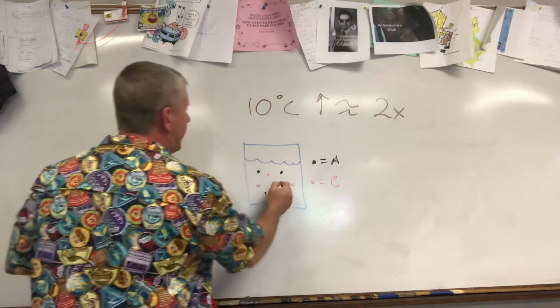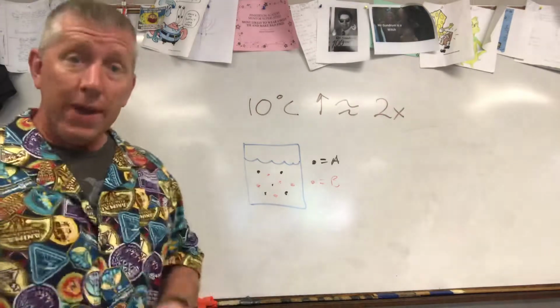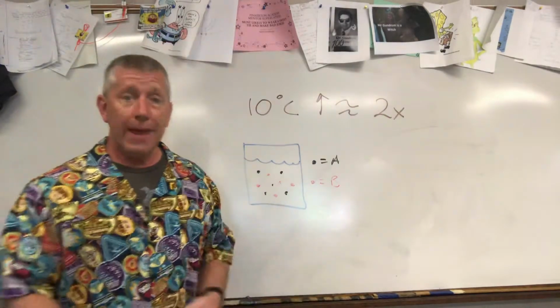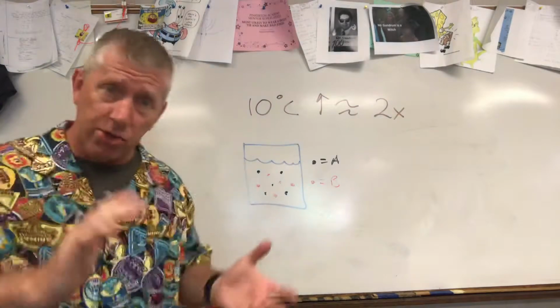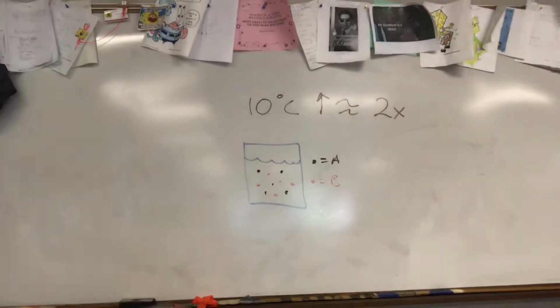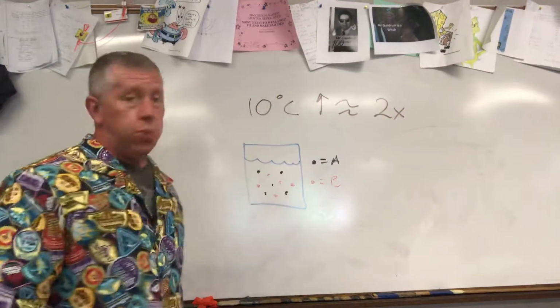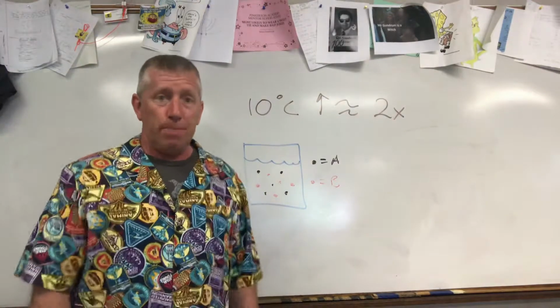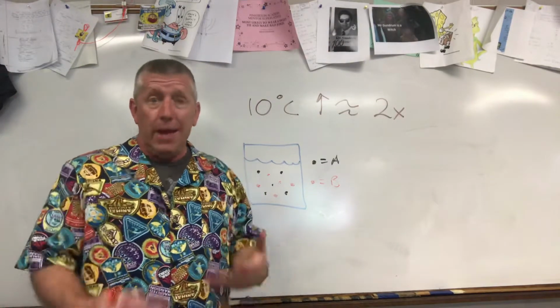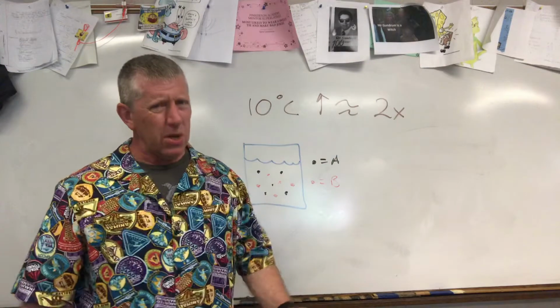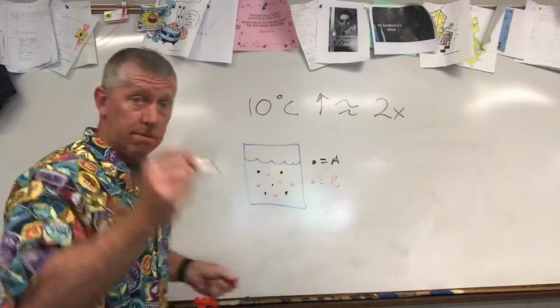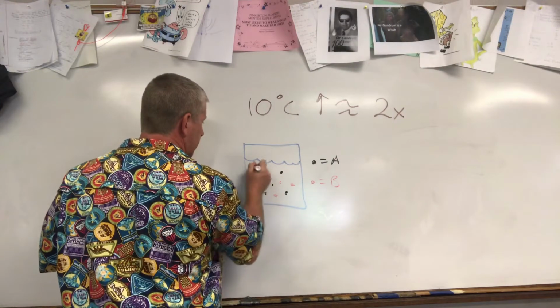Okay, I'll say I got 5 particles of each one of those. For a reaction to happen, these things have to crash into each other. They have to smash into each other. Well, if I only have 5 particles of each one, what are the odds that anything's going to be smashing into something else in the next second? Probably not very good.